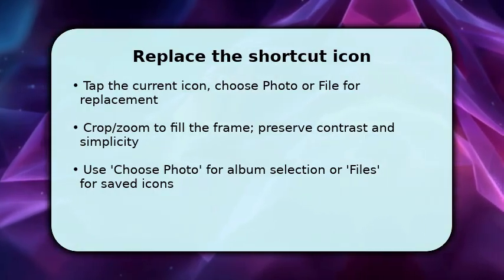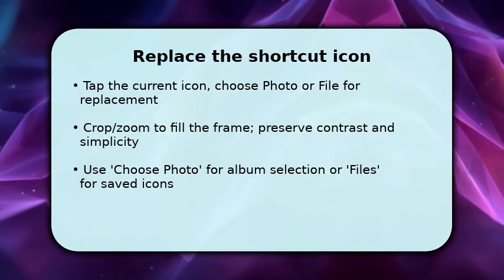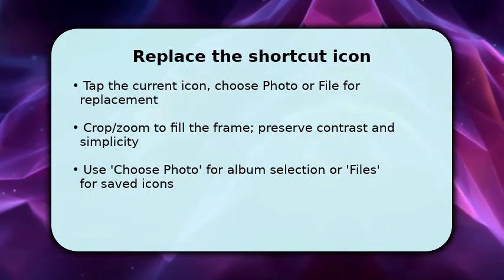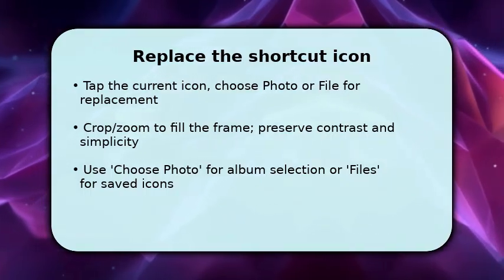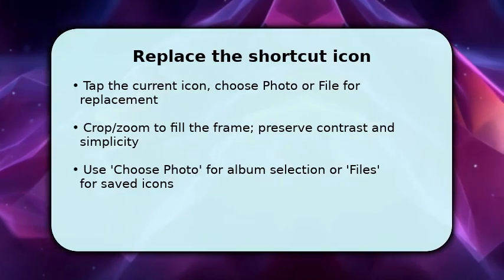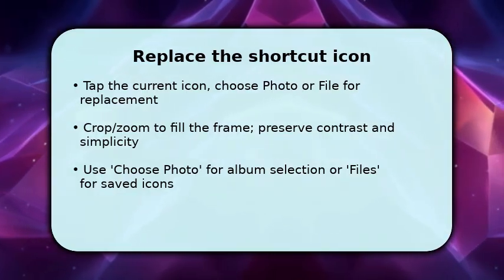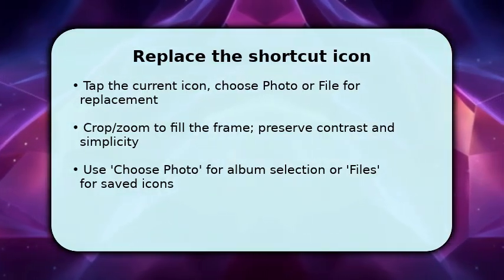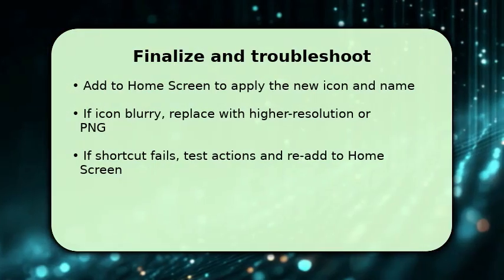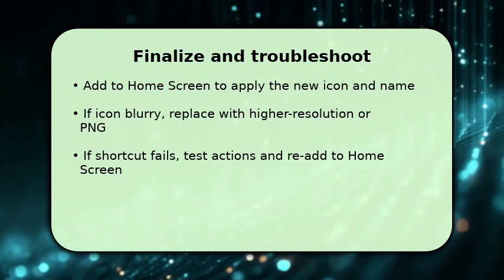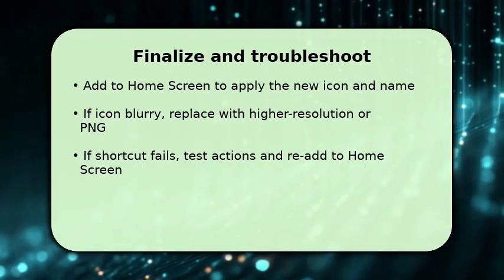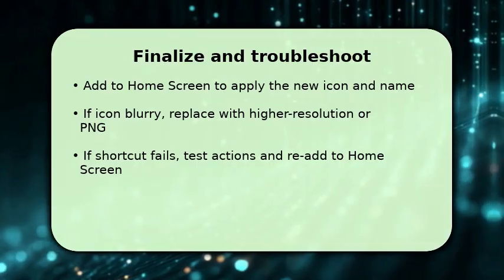Make sure the icon has high contrast and minimal small text so it's legible at home screen size. Once selected, confirm and return to the main edit page to save the change. To finish, tap the Share or Settings menu and choose Add to Home Screen so the new picture and label are applied. After adding, check the home screen for clarity and correct shortcut behavior.